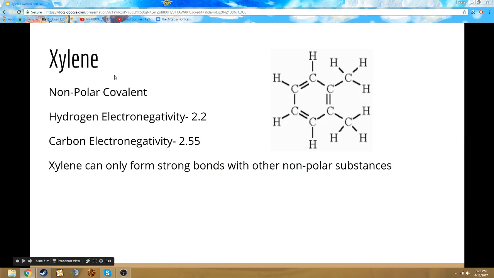Alright, xylene, nonpolar covalent. Hydrogen has an electronegativity of 2.2. Carbon has an electronegativity of 2.55. And because of this, xylene can only form strong bonds with other nonpolar substances because it is in fact nonpolar, and nonpolar substances and polar substances do not mix well. They usually sit on top of each other.